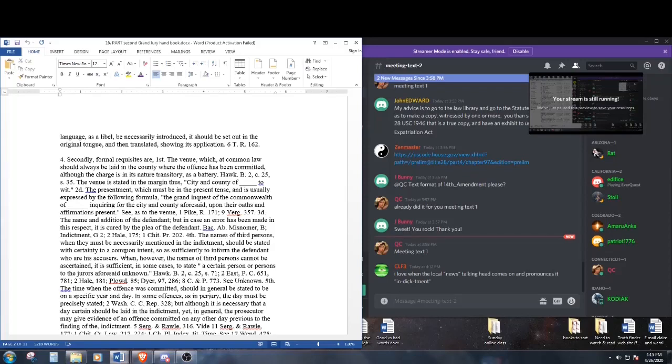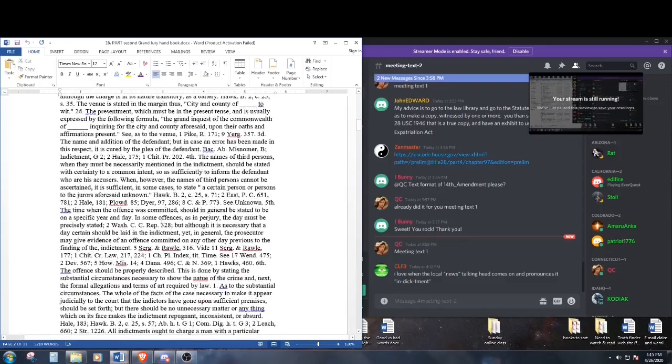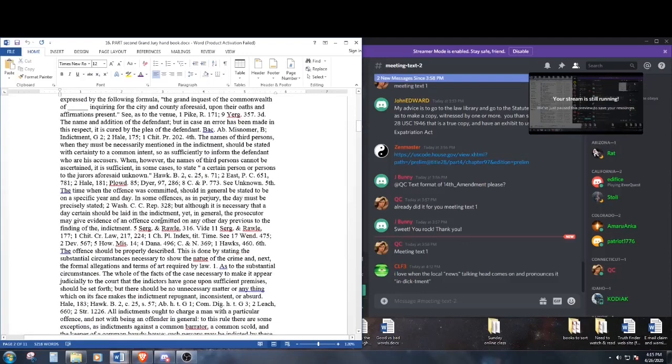It must include the name and addition of the defendant, but in a case of error, it has been made in respect. It is cured by the plea of the defendant. So basically a misnomer. So if you misname the person, you can fix it later. Names of third persons, when they must be necessarily mentioned in the indictment, should be stated with certainty to a common intent, so as to sufficiently inform the defendant as to who are his accusers, meaning, who's coming, the people of what, wherever, right?